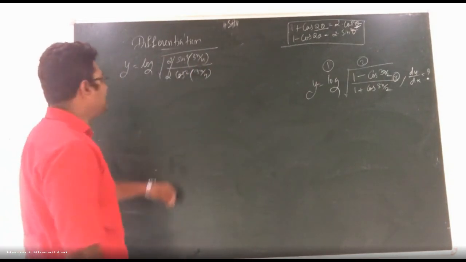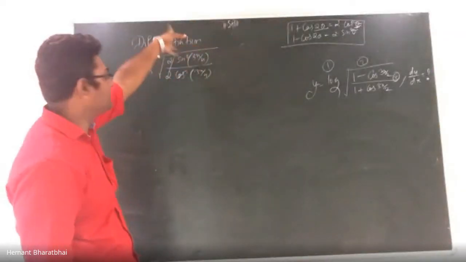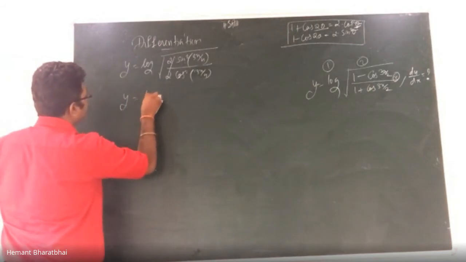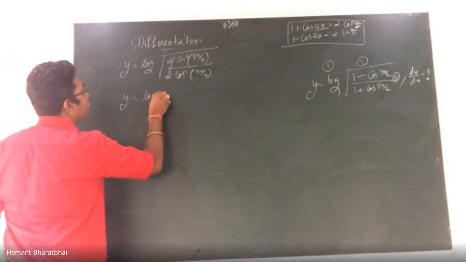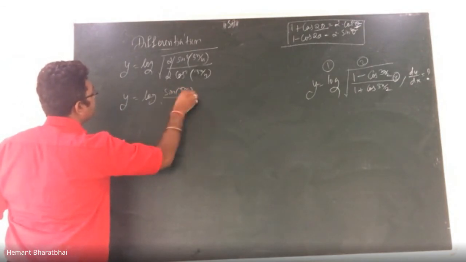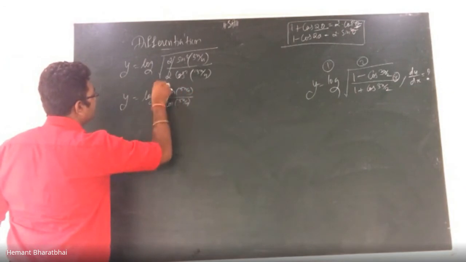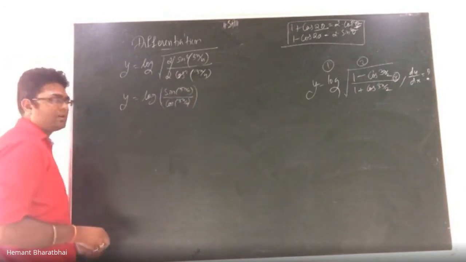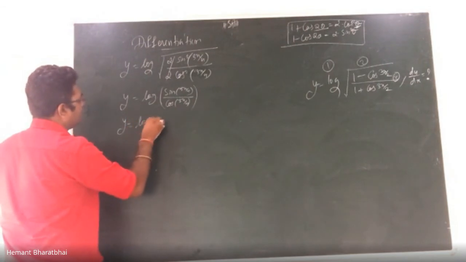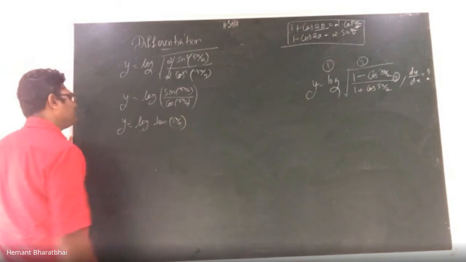These two get cancelled. Then here I have square and here also I have square root. So square and square root will get cancelled. So I'll get y is equals to log of sine 3x by 2 upon cos of 3x by 2. So sine by cos is tan. So I'll get y is equals to log of tan of 3x by 2.